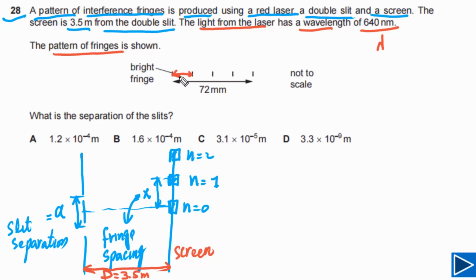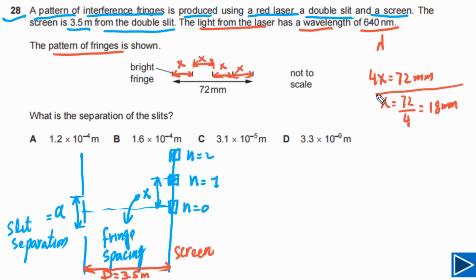But if you look at this now, we have a bright fringe, then we have another bright fringe. So the distance between 2 bright fringes is equal to 1x. So here we have another x. So I will be writing here another x. Here we have another x, and here we have another x. So in this case, simply you can see we have 4x. So we can say 4x is equal to 72 millimeters. So the value of x is equal to 72 divided by 4, and this one will be equal to 18 millimeters.